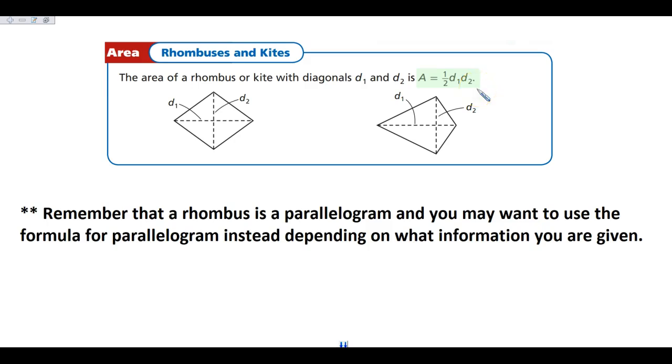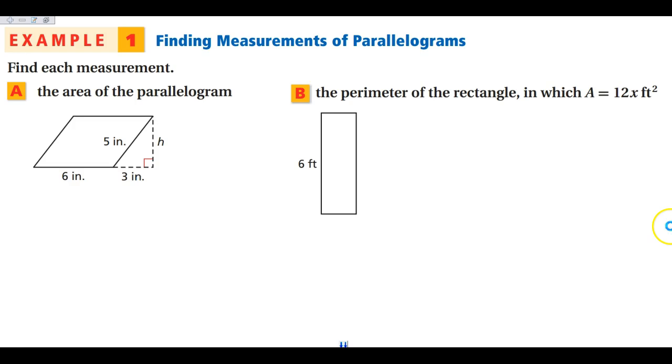One other thing to remember is that when we are looking at rhombuses, don't forget that a rhombus is a parallelogram, so it may be more beneficial for you to do base times height rather than 1/2 D1 D2. But it'll just depend on what you're given and what you're looking at in each particular problem. Most of the time, you will use 1/2 diagonal 1 times diagonal 2. All right, so let's go ahead and start looking at some examples of this.